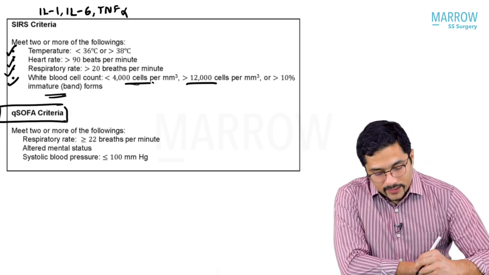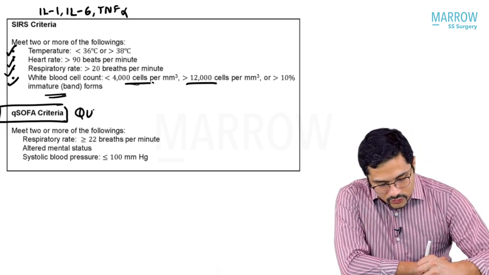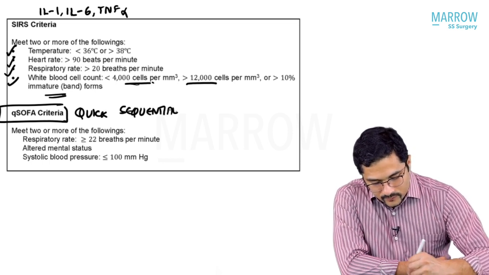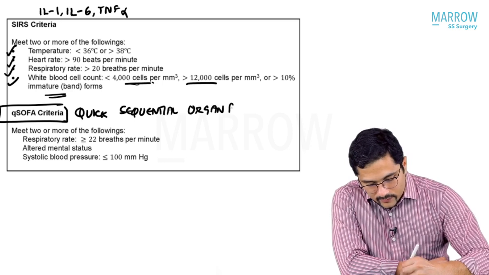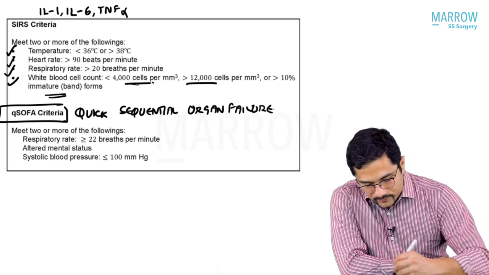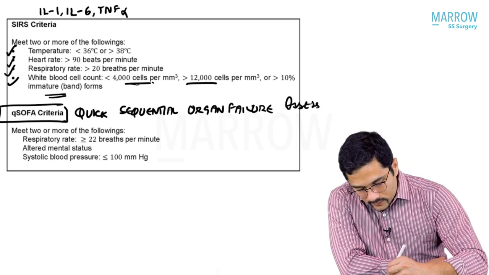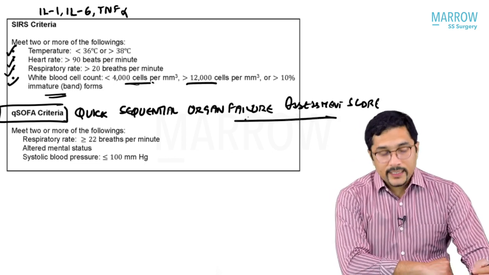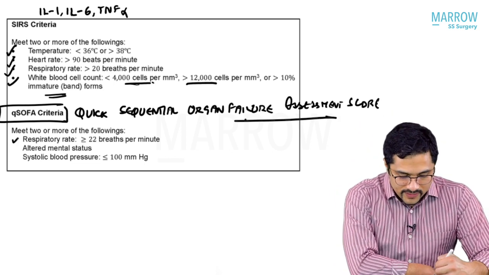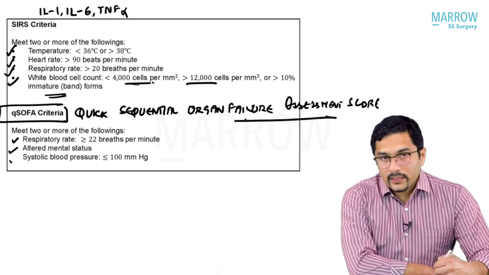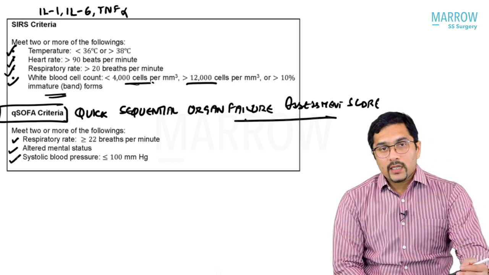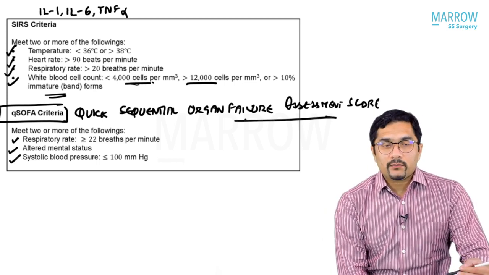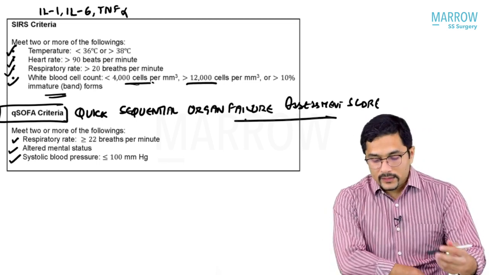qSOFA is one of the new criteria. This is quick Sequential Organ Failure Assessment score. qSOFA has also been asked many times, and qSOFA is respiratory rate more than 22, altered mental status, or systolic BP less than or equal to 100 millimeters of mercury. If any two criteria are met, we call qSOFA as positive.